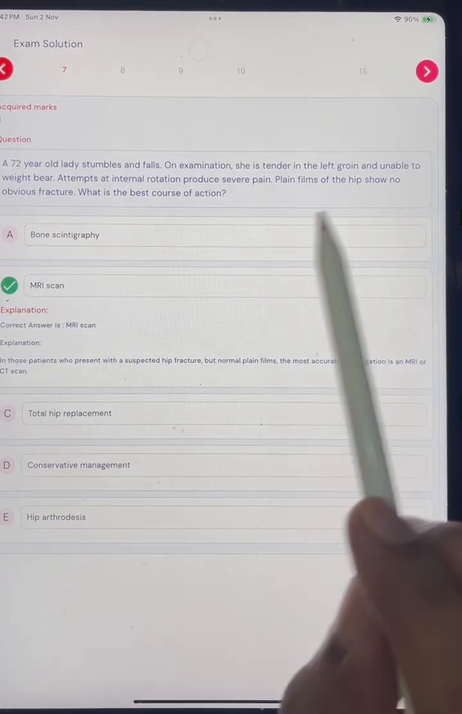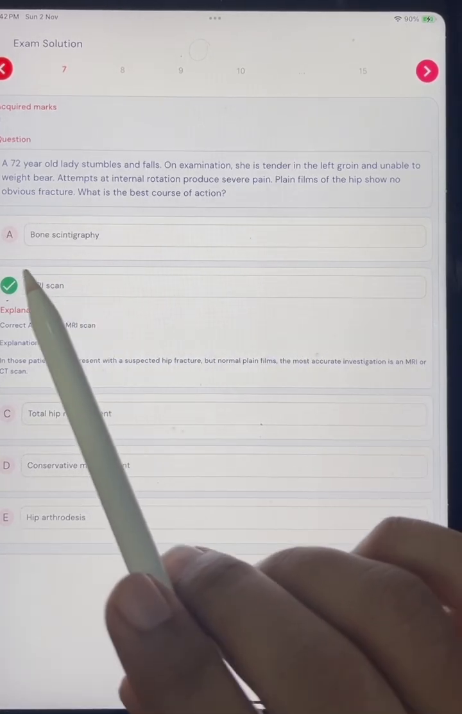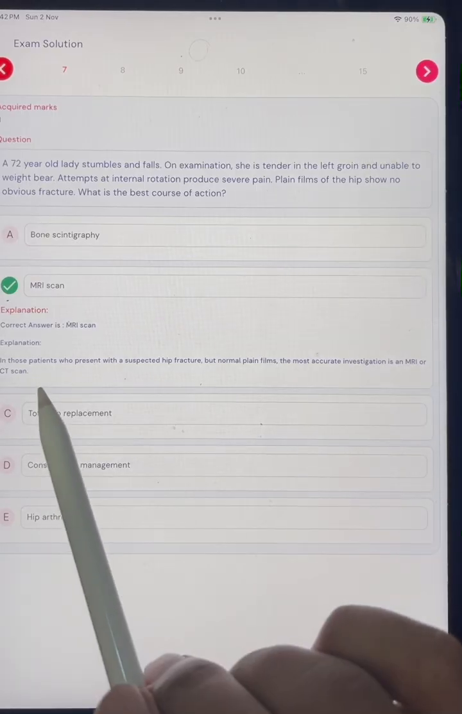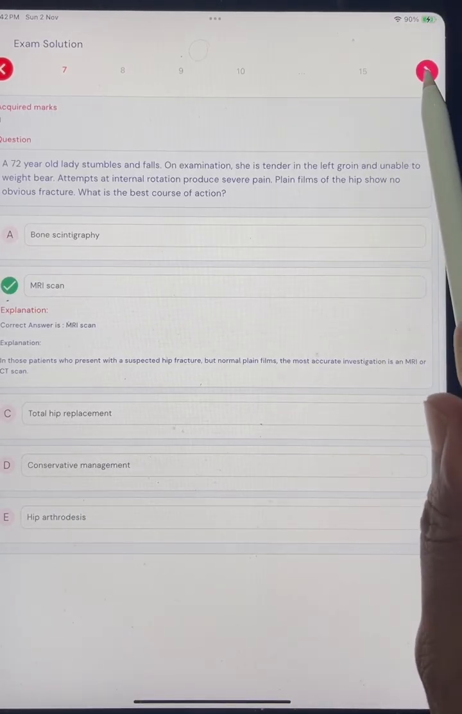The patient has left groin pain, is unable to bear weight, with pain on attempted internal rotation, severe pain. Plain X-ray shows no obvious fracture. So MRI will diagnose. We presently suspect a deep fracture, but the most accurate is the MRI scan.